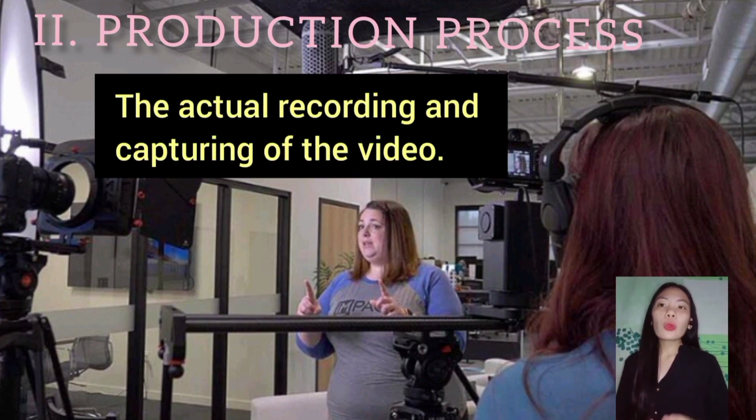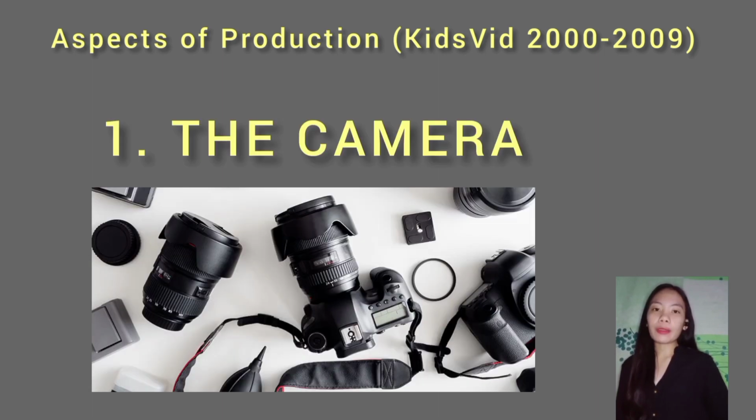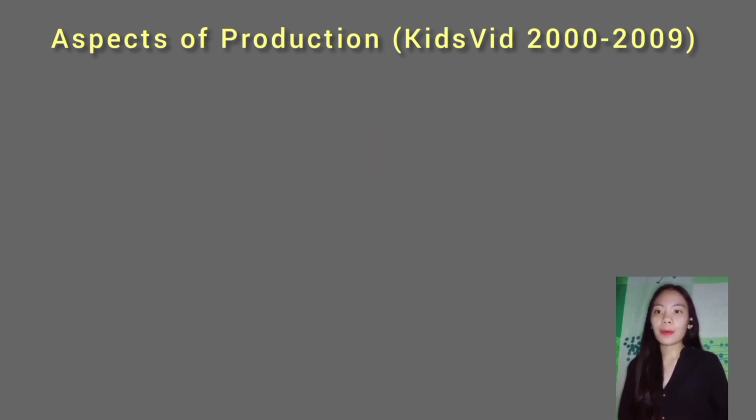It is the actual recording and capturing of the video. The technical rehearsals and any videotaping or producing of elements are needed in this project. According to KidsVid 2000 to 2009, here are the aspects of production. First is the camera. In the production process, the one who is responsible for capturing the video must know the camera to be used and how it is controlled so that you can have a smooth transition process.